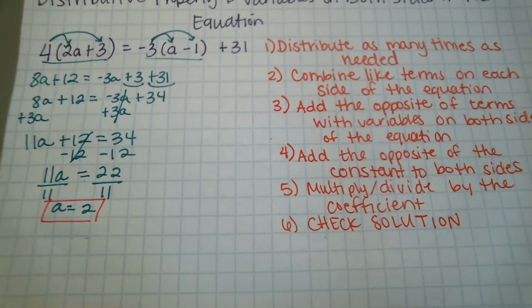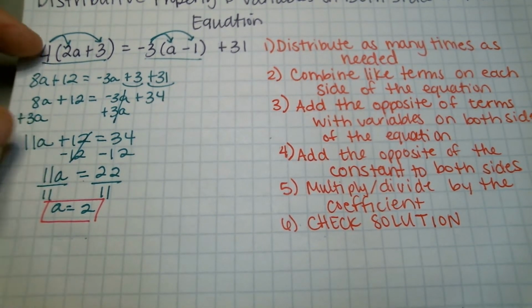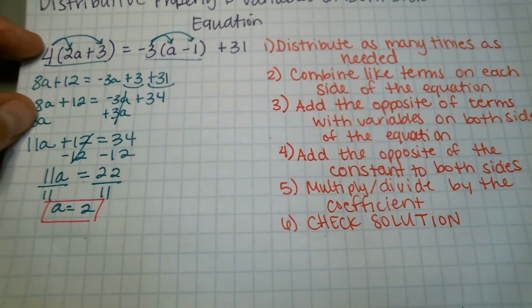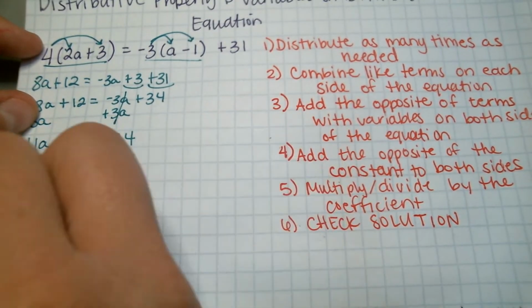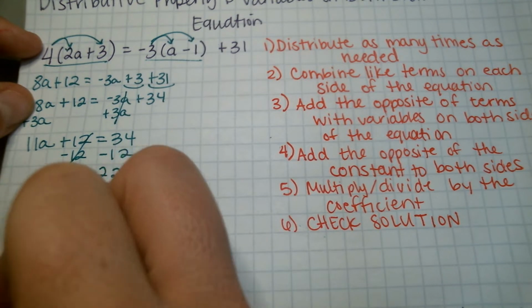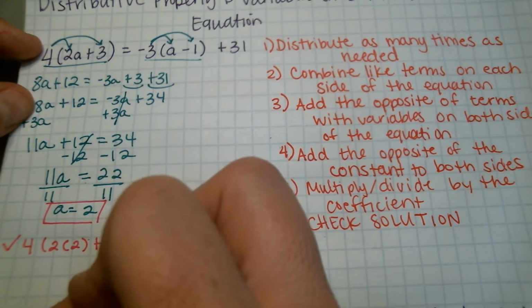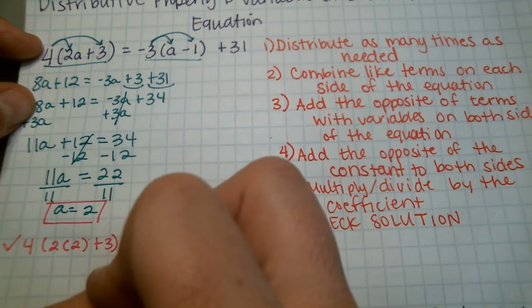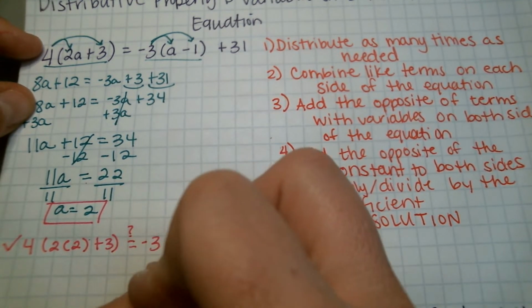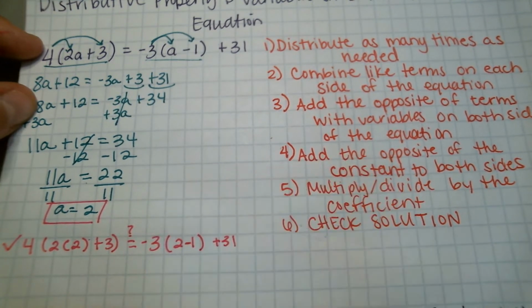Now, very last thing, don't forget to check. I'm going to go back to the original equation and plug in 2 everywhere I see a. So 4 times the quantity 2 times 2 plus 3 equals, and we want to know, does that equal negative 3 times 2 minus 1 plus 31?